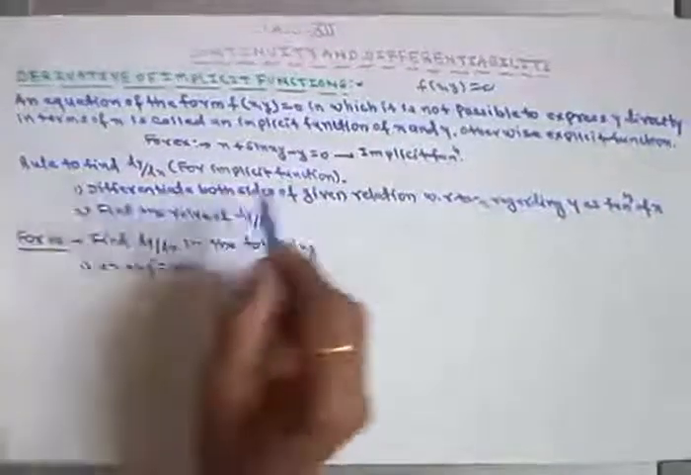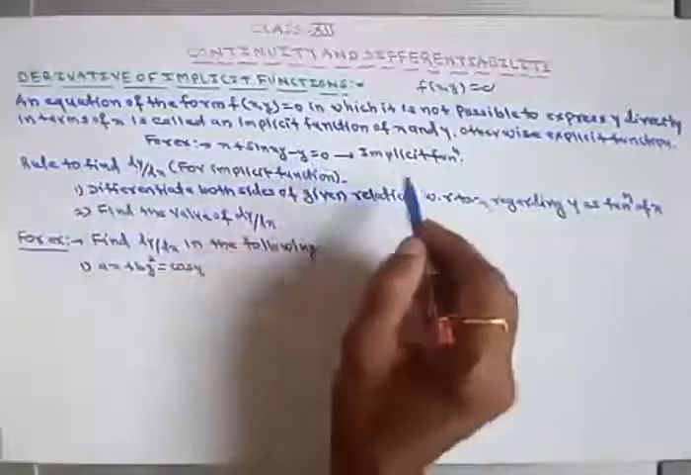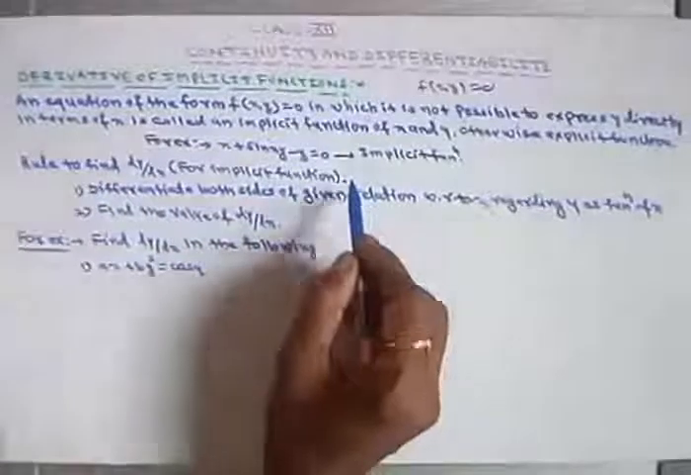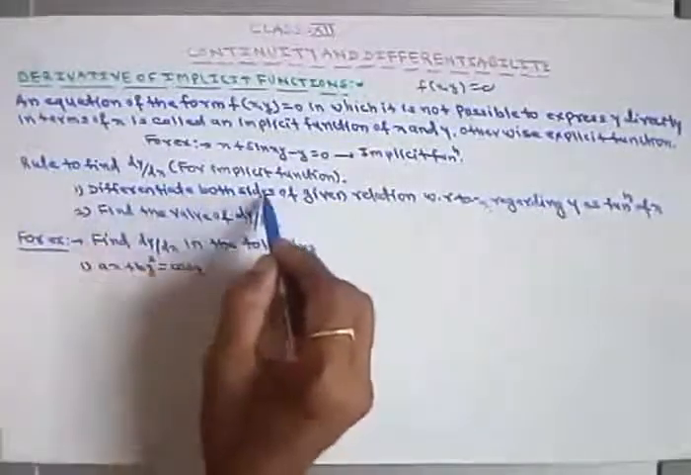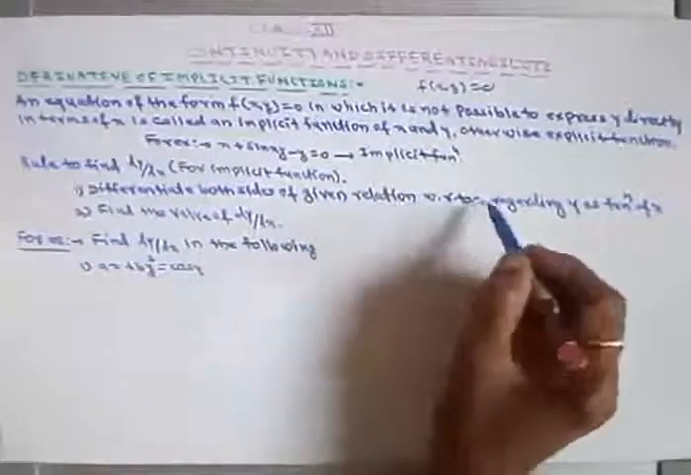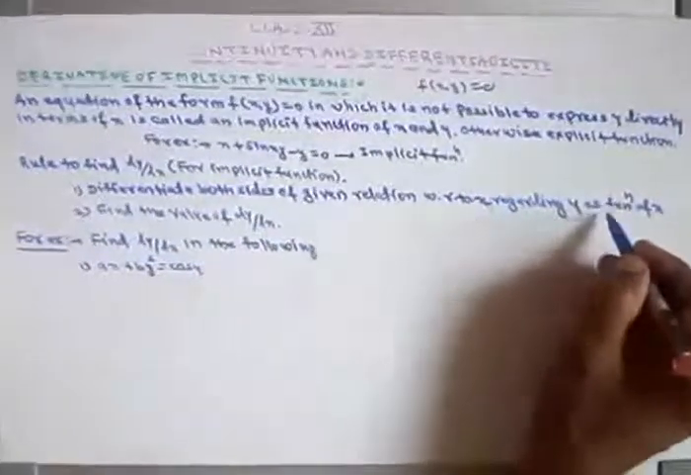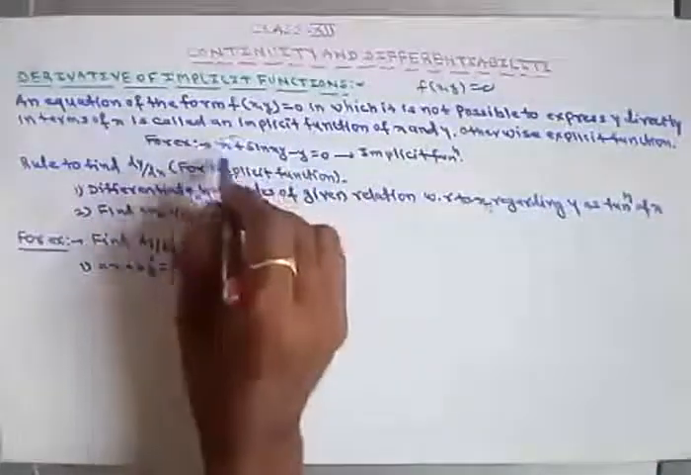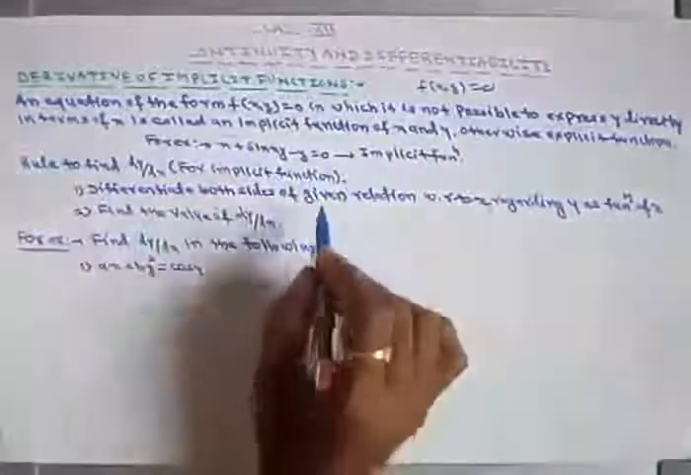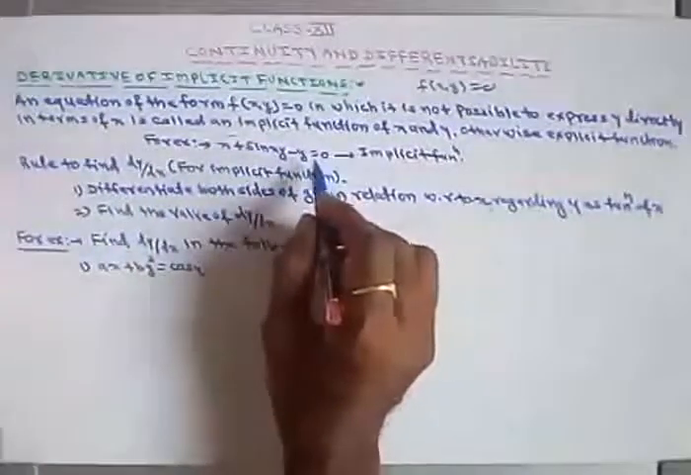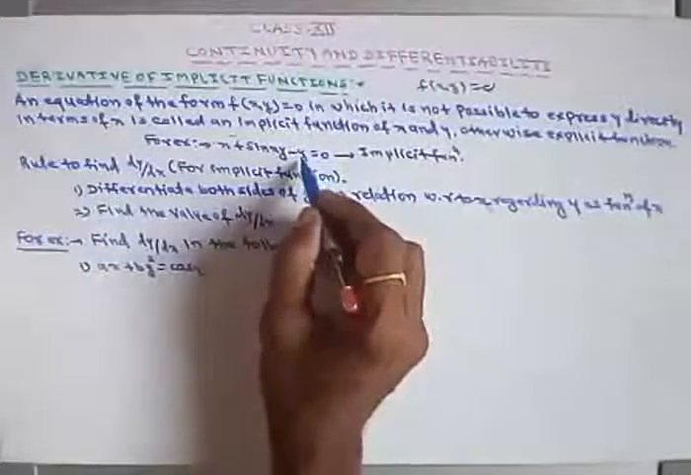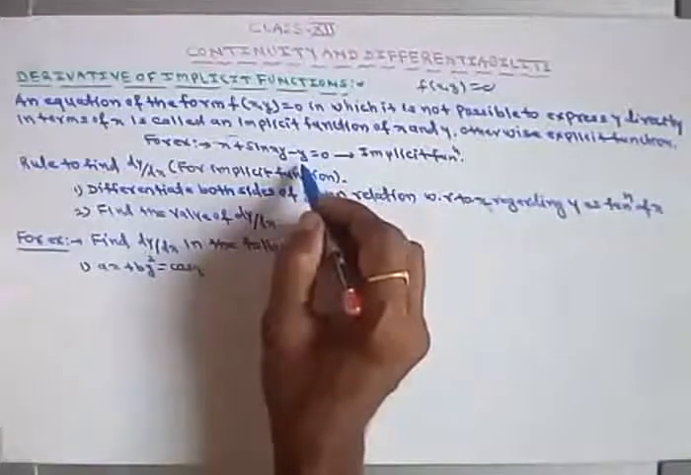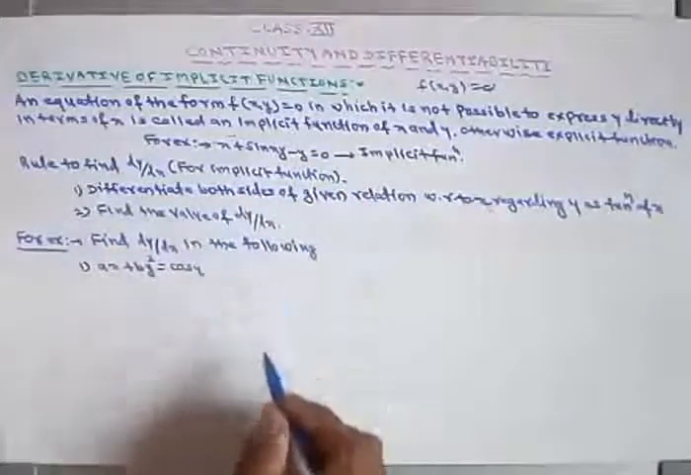Okay, so how to find the derivative of implicit functions? See, rule to find dy by dx for implicit functions. Number 1, differentiate both sides of the given relation with respect to x regarding y as a function of x. So आपको क्या करना है, इस फंक्शन को, इस रिलेशन को डायरेक्टली वहीं पर डिफरेंशिएट करना है. यहाँ पर एक बात ख्याल रखना है कि जहाँ पर y है वहाँ पर y को भी डिफरेंशिएट करना पड़ेगा, dy by dx. Okay, then find the value of dy by dx.